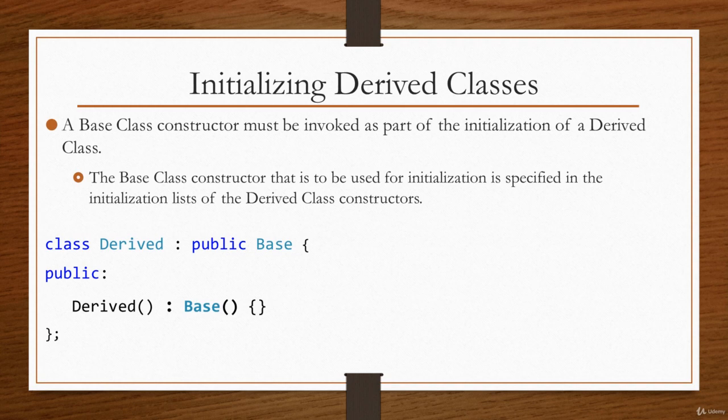As you can see in this example, we have class derived, which publicly derives from the base class. In the public section, we have a constructor derived parentheses colon, which indicates an initialization list, base and parentheses again, which indicates an invocation of the base class constructor. That is a comma separated initialization list, so you can always initialize the members that are specific to the derived class in that list as well. And of course, you can do whatever you want in the body of that constructor as well.